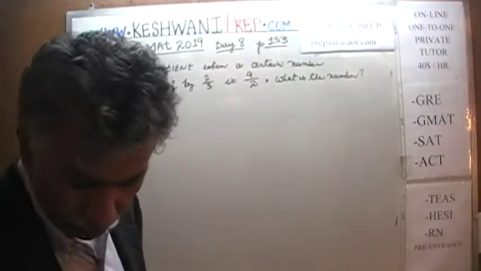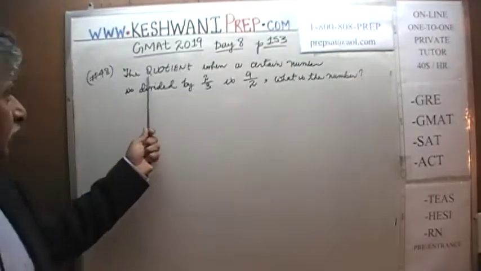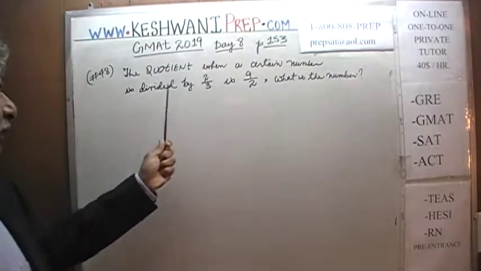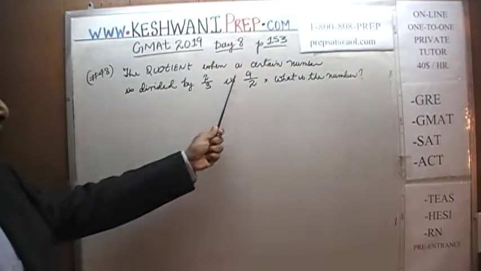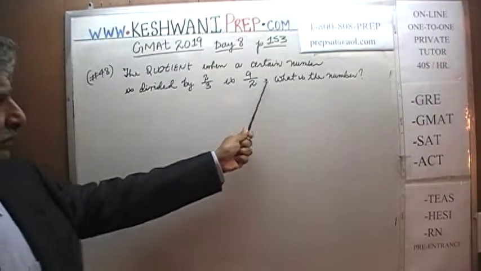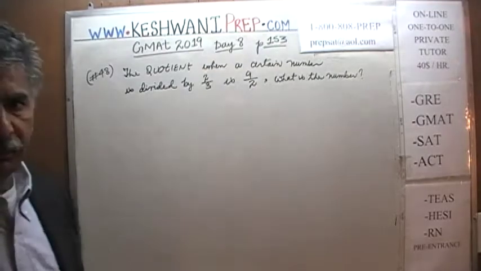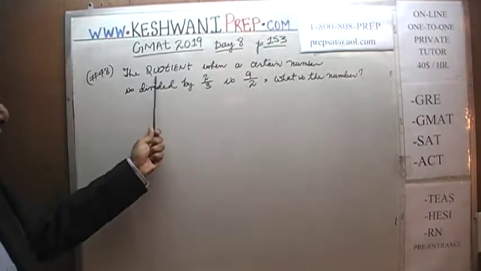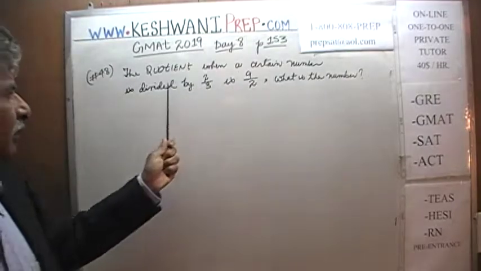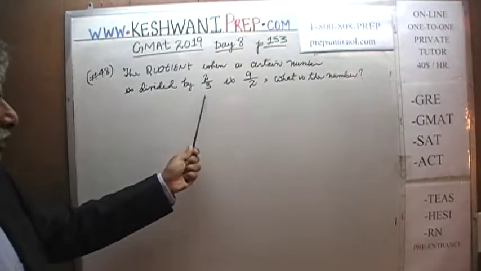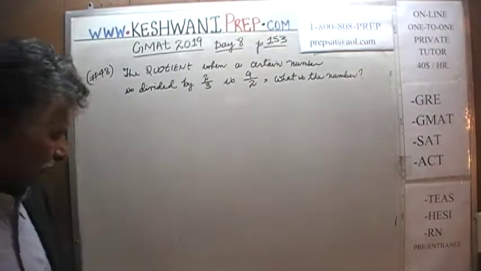The problem, as you can see, is already on the blackboard. It says, the quotient when a certain number is divided by 2/3 is 9/2. What's the number? One more time. The quotient when a certain number is divided by 2/3 is 9/2. What's the number?